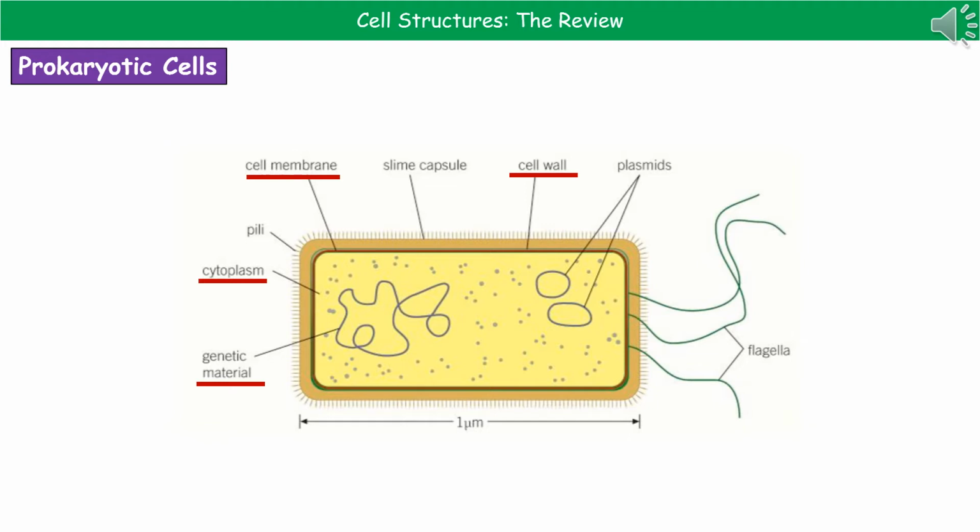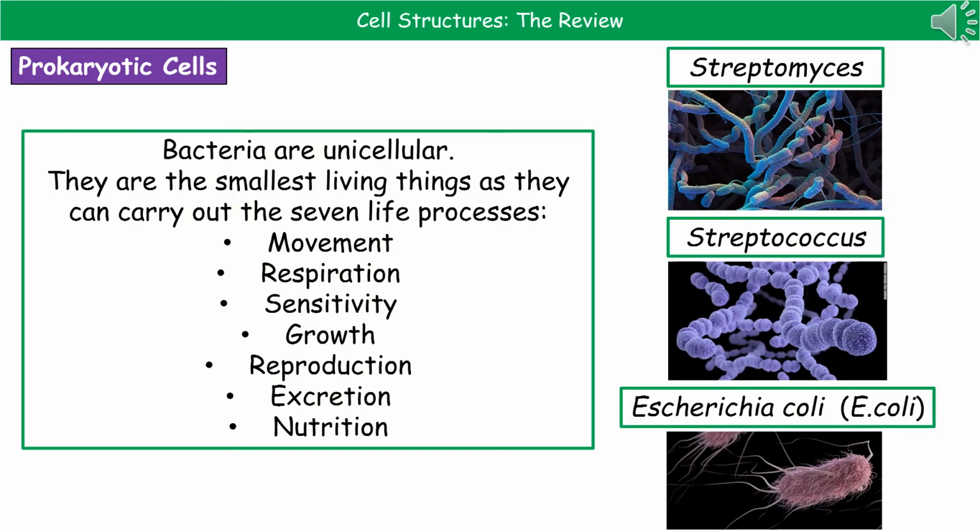The third type of cell we need to know are the prokaryotic cells, so make sure that you can label these key parts on there. You will have a cell wall, a cell membrane, cytoplasm and genetic material in all prokaryotic cells, but some may also have pili, the slime capsule, plasmids and possibly flagella. Key thing to remember about prokaryotic cells is that they are the bacteria. They're unicellular, one cell. They're the smallest living things because they can carry out the 7 life processes: moving, respiring, they can sense their environments, grow, reproduce, excrete and also take in nutrition. 3 examples of prokaryotic cells on the right for you: Streptomyces, Streptococcus and E. coli.